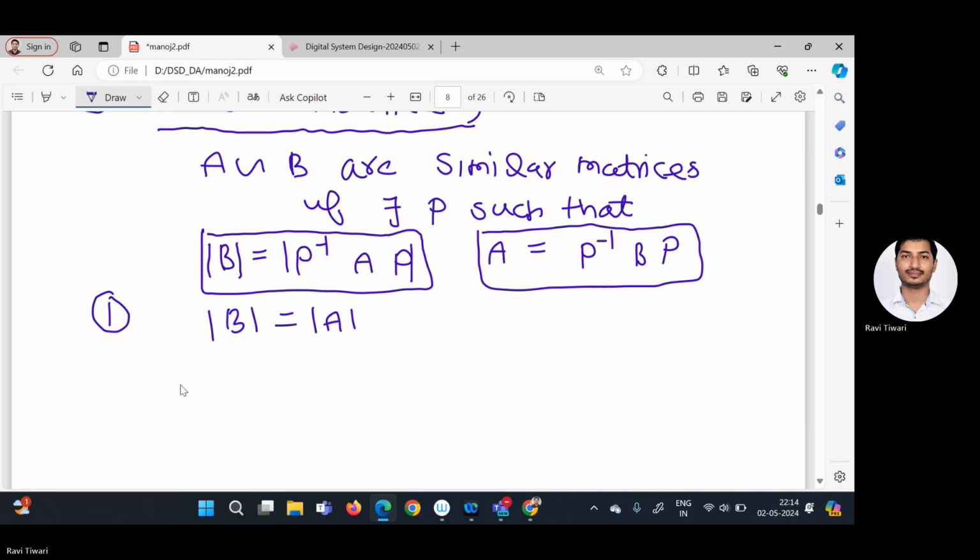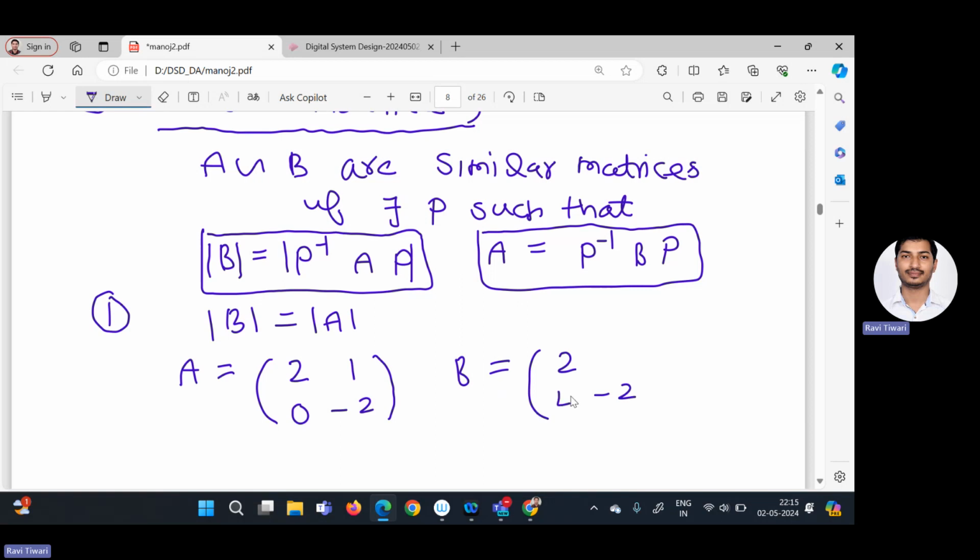For example, if you have the A matrix with rows (2, 1) and (0, minus 2), because this is an upper triangular matrix, the eigenvalues of A are 2 and minus 2. And for the B matrix, if I choose rows (2, 4) and (0, minus 2), this matrix also has the same eigenvalues and the same determinant, but we cannot claim that A and B also have the same eigenvectors. This is the first point.